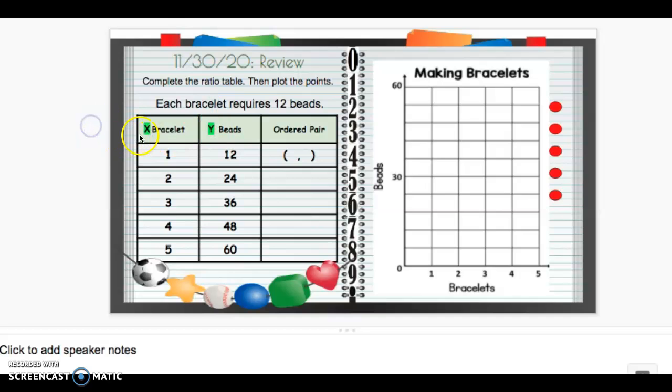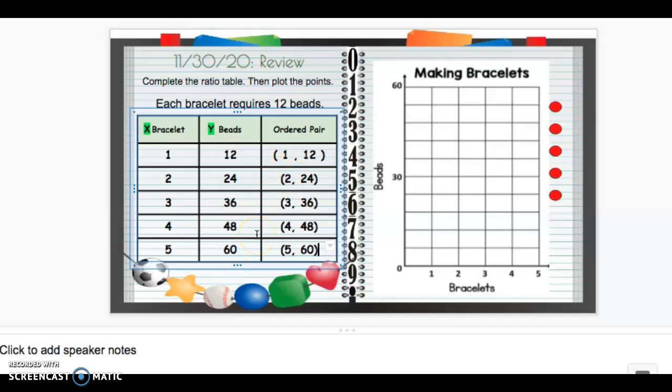Okay, so when you have an ordered pair, your X is always first, then it's your Y. So it'd be 1, 12. Then you put parentheses. Your X is 2 and your Y is 24. Your X is 3, your Y is 36. Your X is 4, your Y is 48. Your X is 5, your Y is 60.